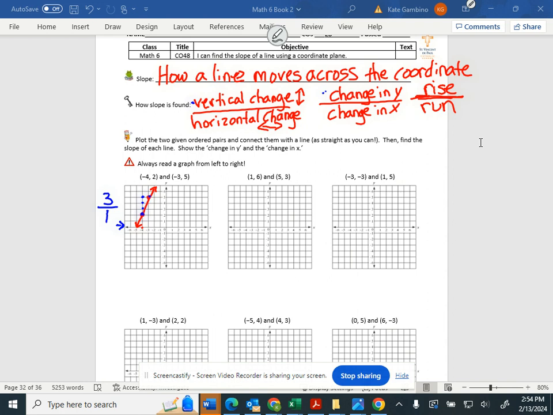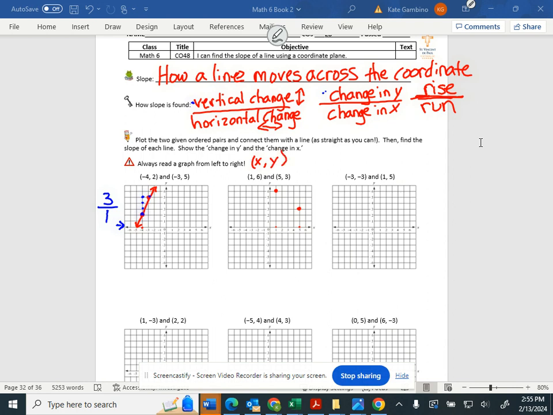That's all we have to do. We have to graph our 2 points, draw our line, and then write what the slope is. So let's look at our next 2 ordered pairs. I have a 1 and 6. That goes up here. Then I have a 5 and 3. That goes here. Always remembering that with our ordered pairs, it's X first, then the Y.